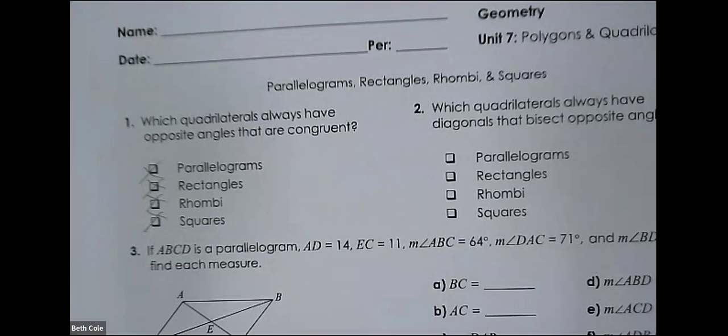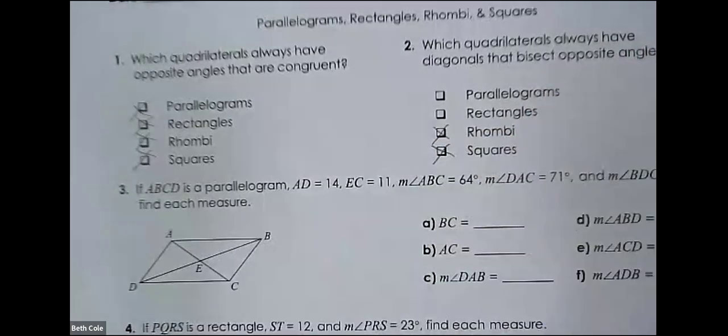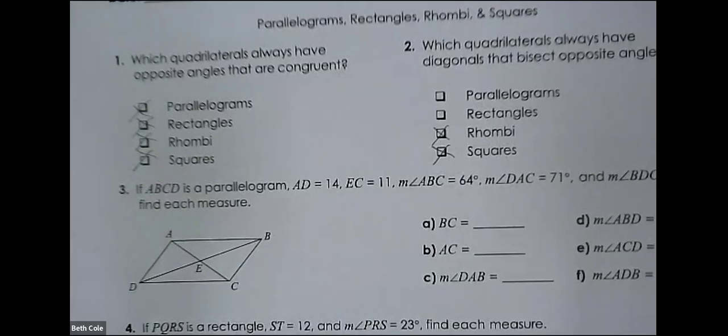And then 2 is which quadrilaterals have diagonals that bisect, which means cut in half, the opposite angles. It is the rhombus and the square. The reason those ones bisect your opposite angles is because all their sides are the same. So for a square and a rhombus, all the sides are congruent. I know you know what a square is, right? A rhombus is like you took a square and it's just like pinched a little bit. Do you get what I'm saying? Like you just took a square and it's slanted a little bit. Okay. So we'll do a few of these, maybe take a break, and then we'll do a few more.